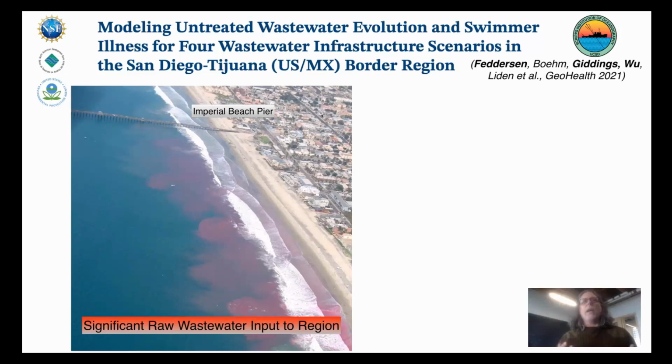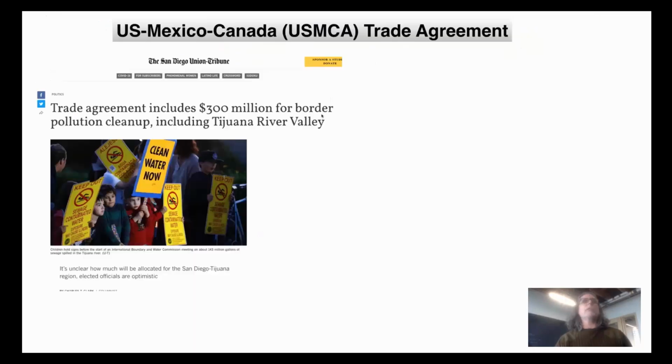I've also given this talk to different stakeholder groups that have different awareness of the situation. I'm just going to assume that there may be things that you already know, so just bear with me. But one of the things is that there is significant raw wastewater input into this border region. It has significant economic and health impacts to the local communities.